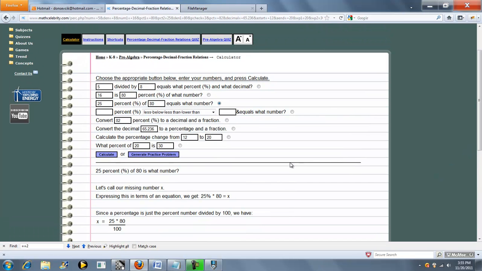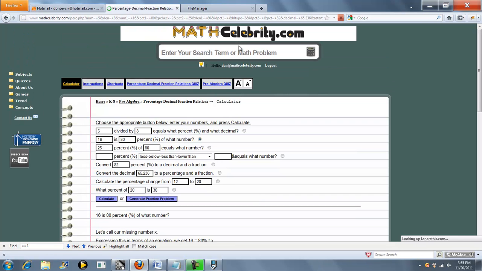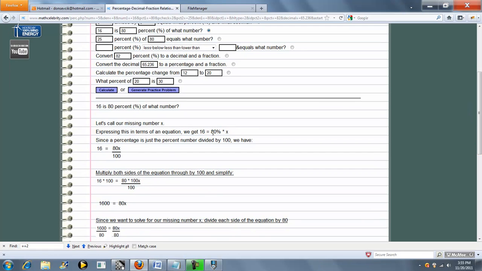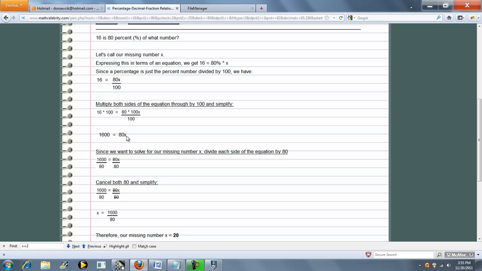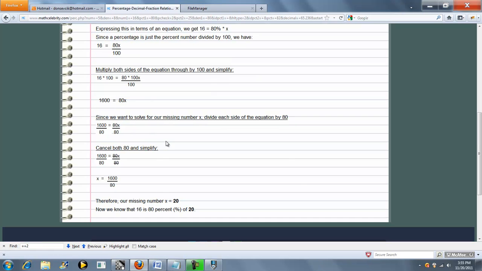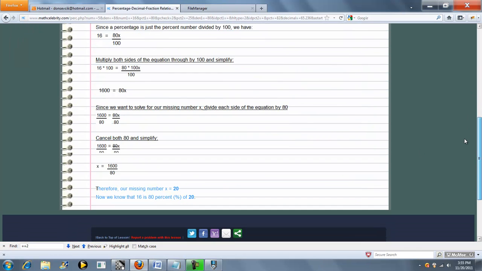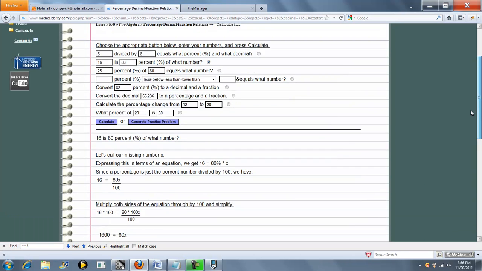Let's run some other scenarios here. Let's try this one. 16 is 80% of what number? So we'll press calculate. It's going to set up a relational equation again. Simplify, where our unknown number that you want to find is x. And again, it finds it as 20. Scroll down a bit so you can see that again.